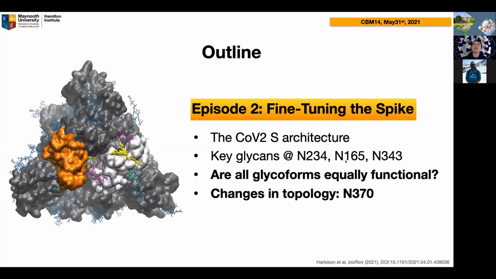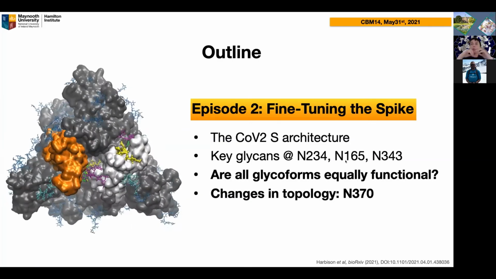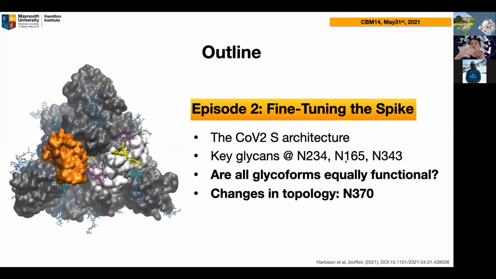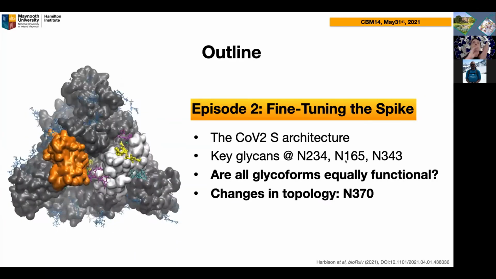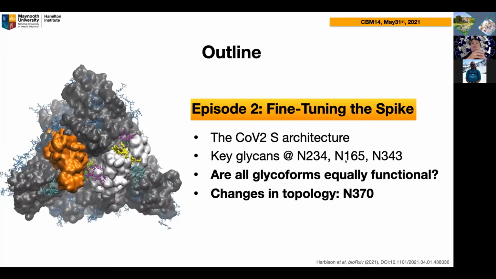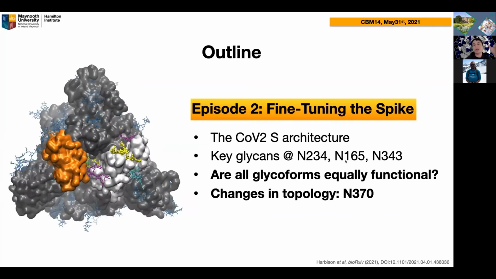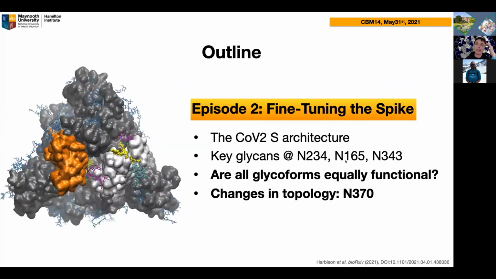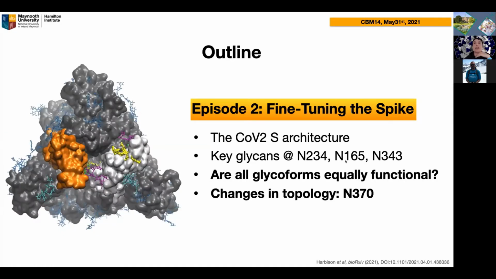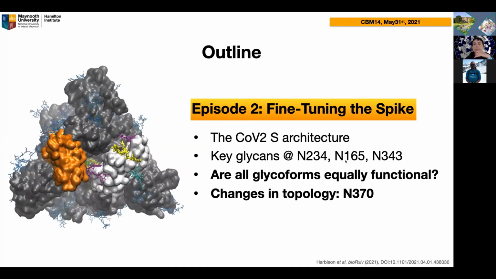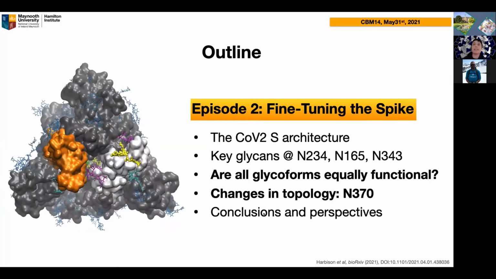Then we looked at some changes in topology because the virus evolves and everybody talks about the evolution of the protein, forgetting that the evolution of the protein involves the evolution of the glycan shield itself by mutation of glycosylation sites, and so forth. So we looked at that, and in particular, one loss of glycosylation acquired recently in COV2, being the first spike that carries that mutation. Then based on this, I'm going to make some conclusions and give you some perspectives.